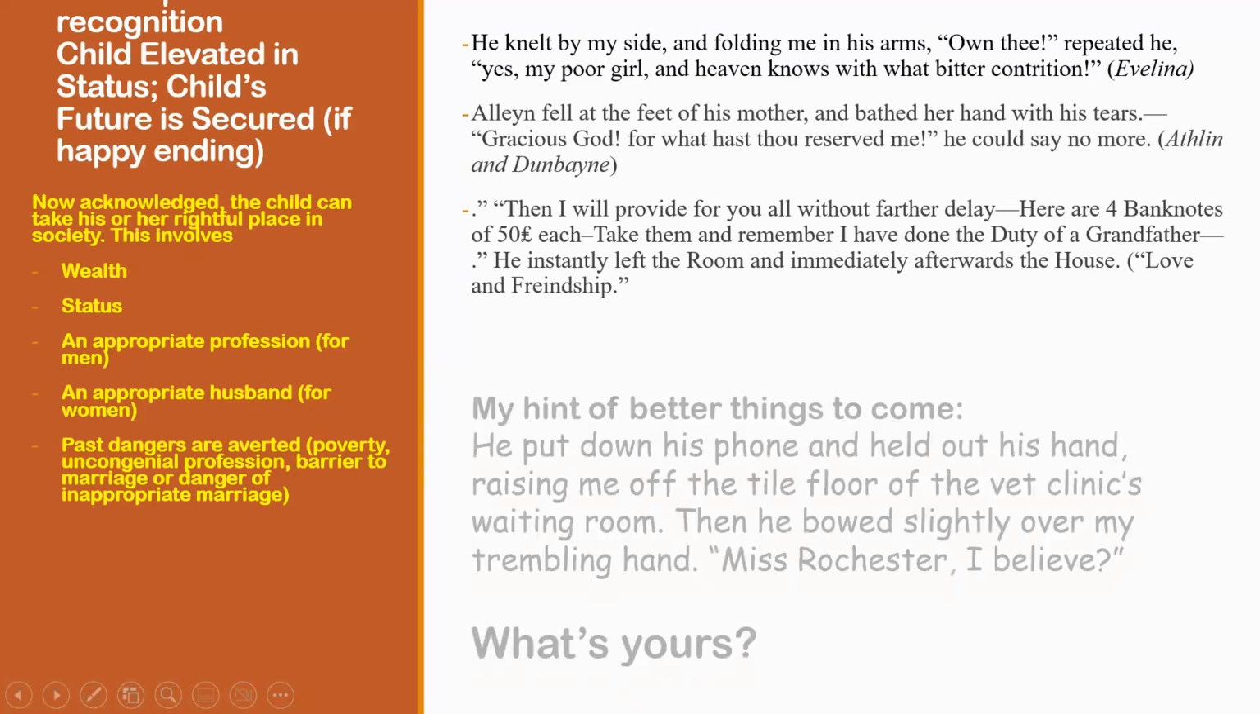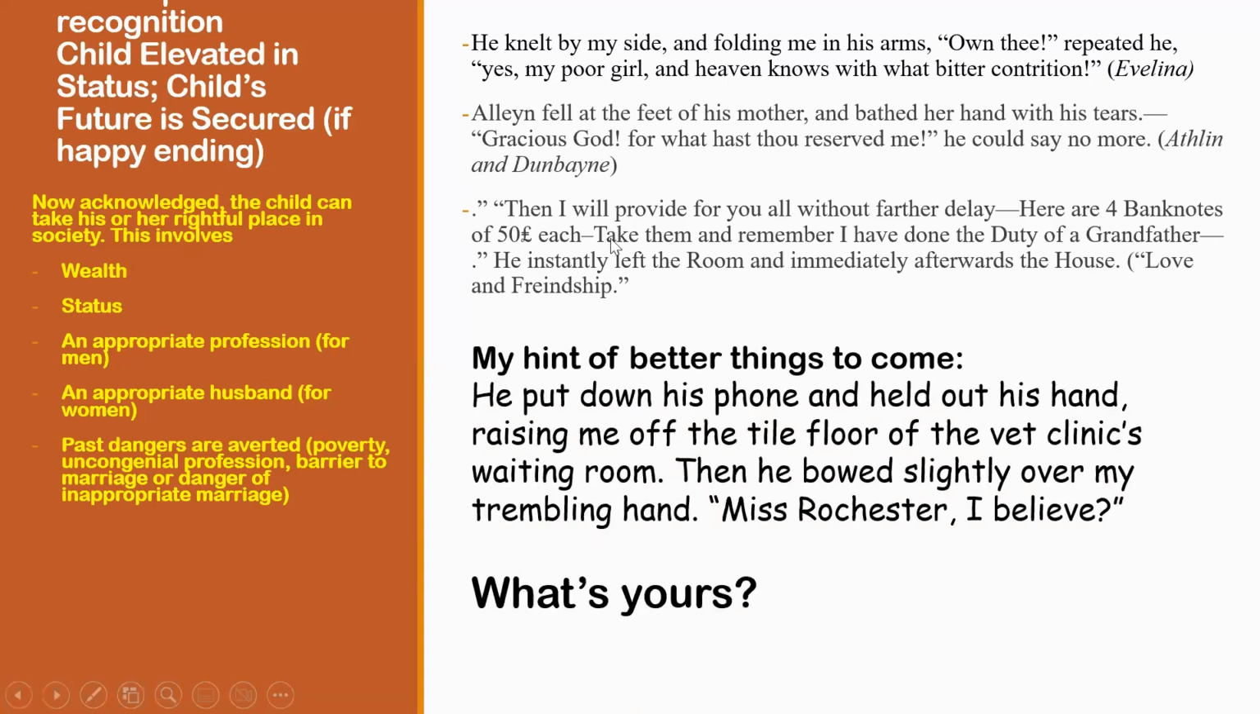Step 6, I guess, is what happens now. How is the child elevated in status? Or how is the child's status changed? How is the child's future secured? If this is a happy ending, how are things going to be better for the child going forward because she or he has now been reunited with his or her real parent or grandparent? So let's think a little bit about what's going to happen. In the 18th century, it meant marriage to a wealthy man for the heroine, but it doesn't have to.